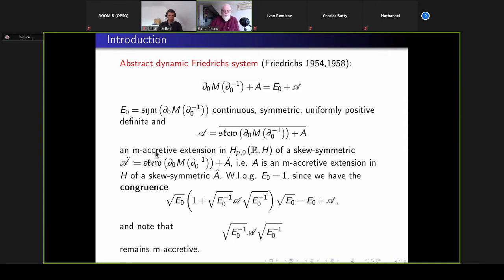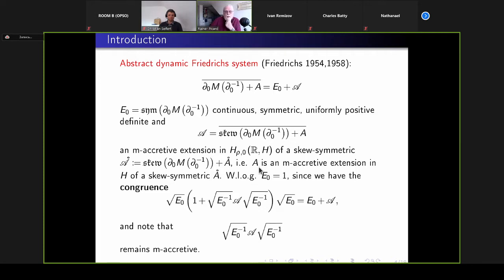Now, the choice is that the A is supposed to be coming from a skew symmetric operator, which is clear for this part because we're taking the skew symmetric part. But this A here is supposed to be stemming from a skew symmetric operator, A circ. That's my notation to indicate that in applications, we would be dealing with boundary zero conditions here. So that's the little circ on top indicating. But in abstract terms, I just have a skew symmetric operator A circ, and A is supposed to be an M-accretive extension of the skew symmetric operator A circ.